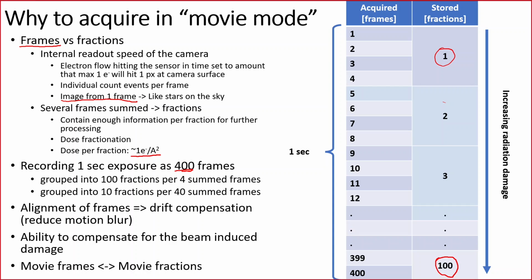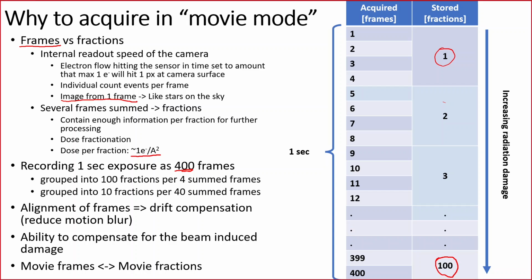Why are these fractions important? Because in these fractions we have the state of our specimen frozen at that time point, and we have different time points. Therefore, we have a kind of moving movie. So we are storing movies of our acquisition.